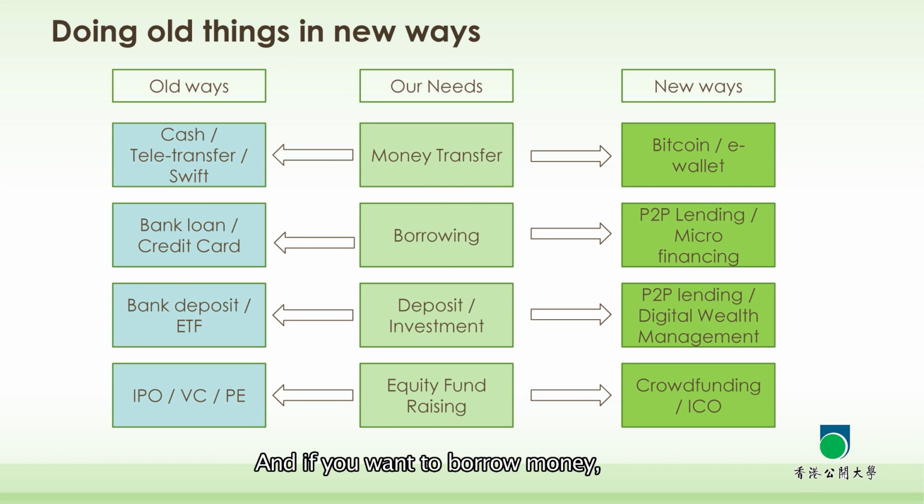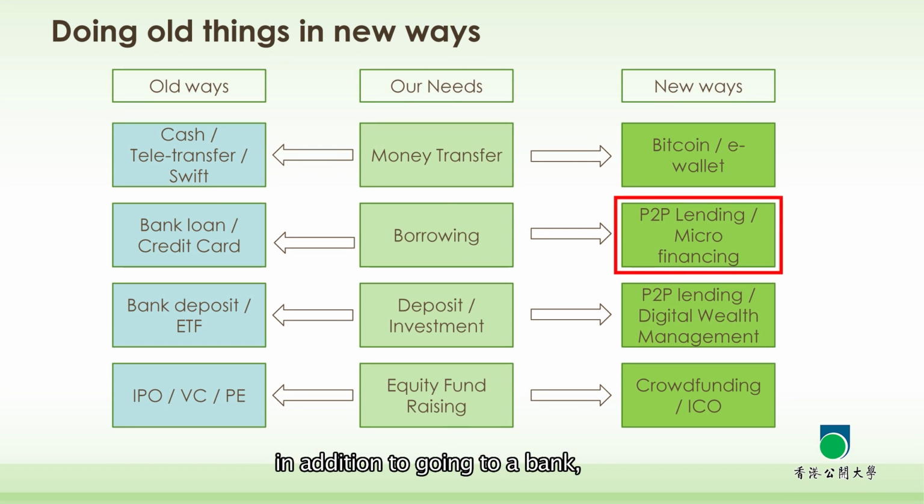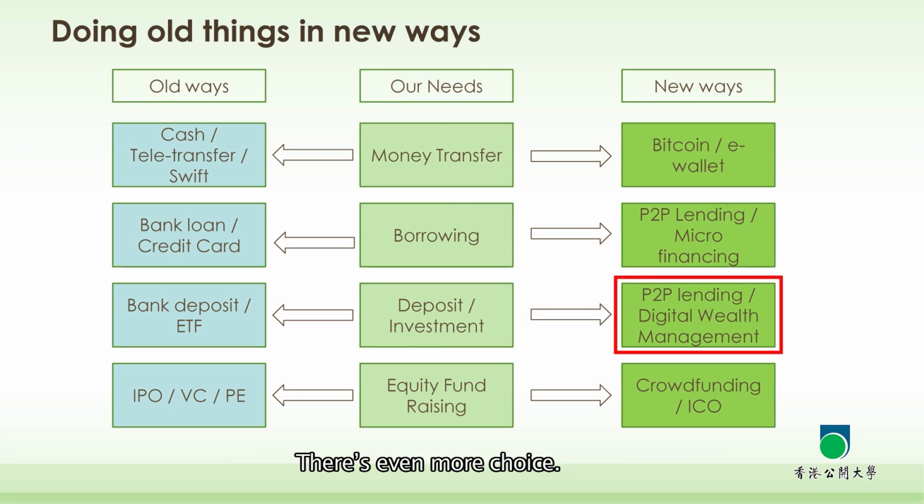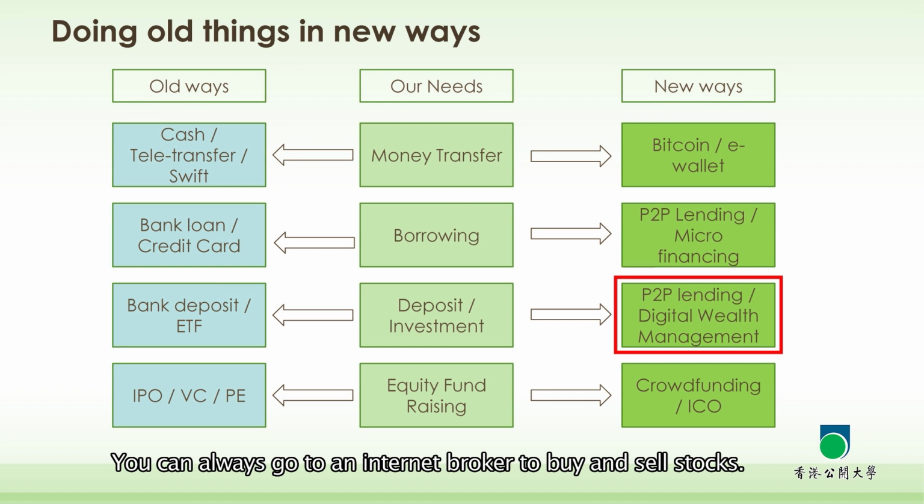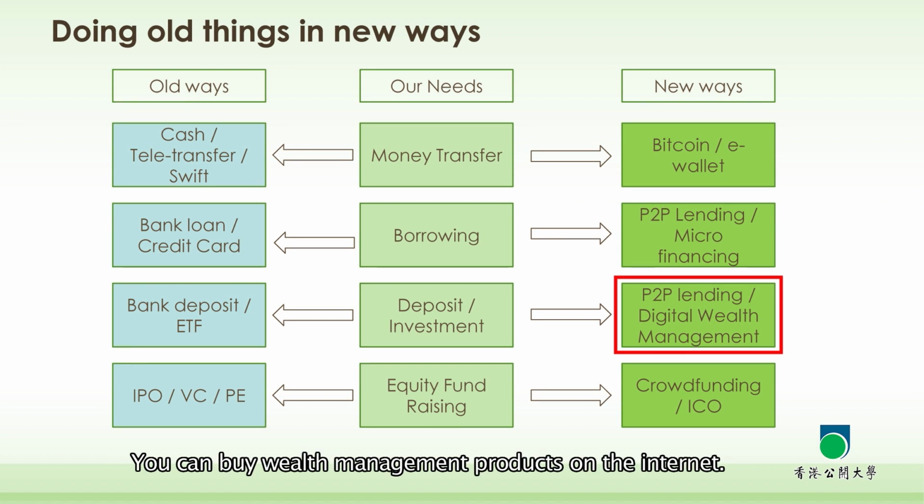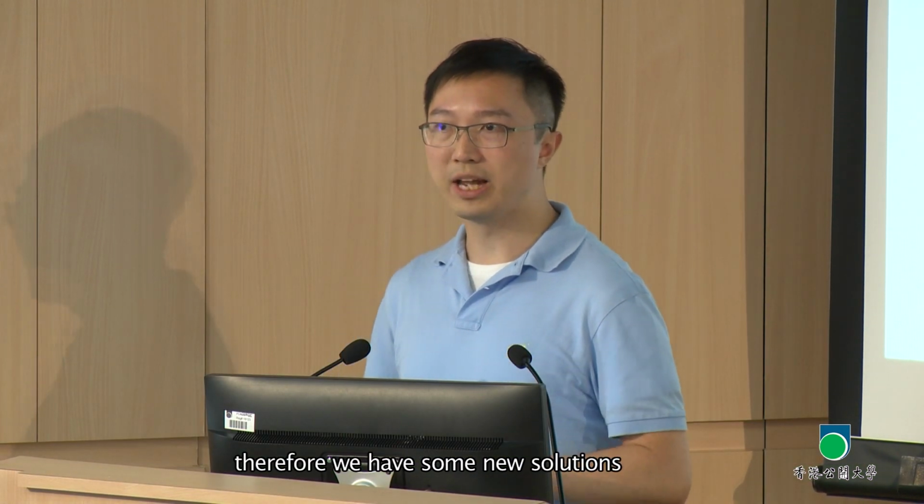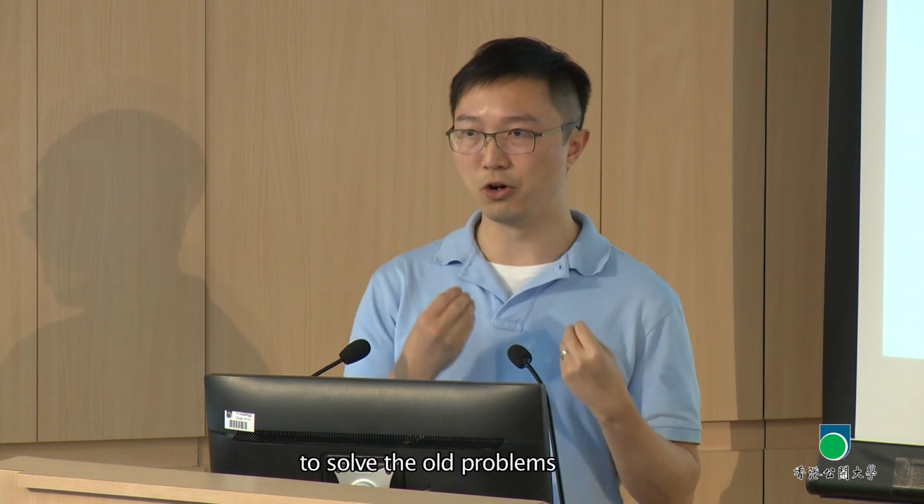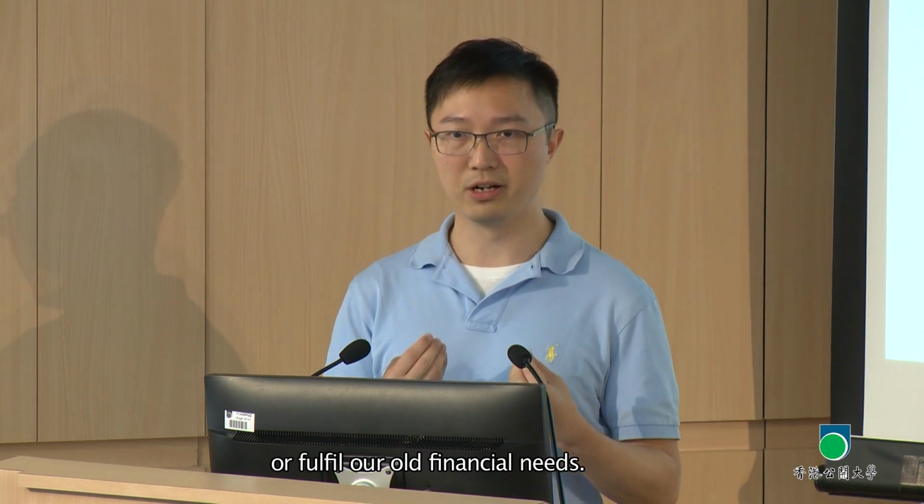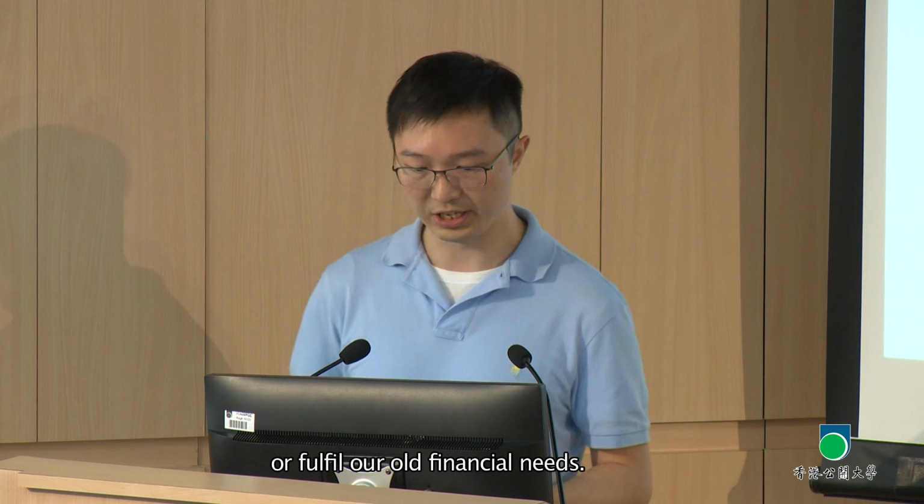And if you want to borrow money, in addition to going to the bank, you can go to some P2P lenders. You want to do investment, there's even more choice. You can always go to an internet broker to buy and sell stocks. You can buy wealth management products on the internet. So because we have some new technology, therefore we have some new solutions to solve the old problems or fulfill our old financial needs.